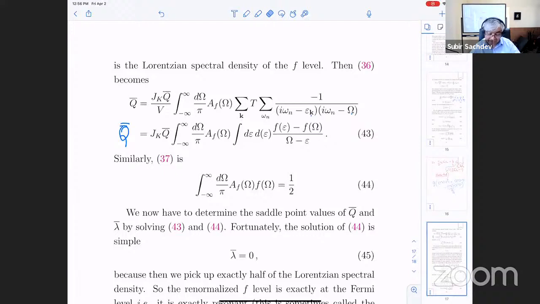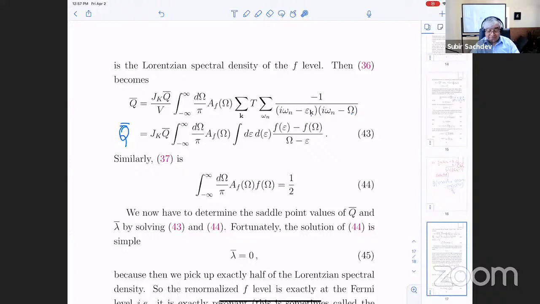So there's a very narrow width as far as the conduction electrons are concerned. The conduction electrons see this resonant level and scatter off it. That has a very narrow width in energy, and that width is the Kondo temperature. To see that, you just have to solve this equation for Q and see what the solution is.